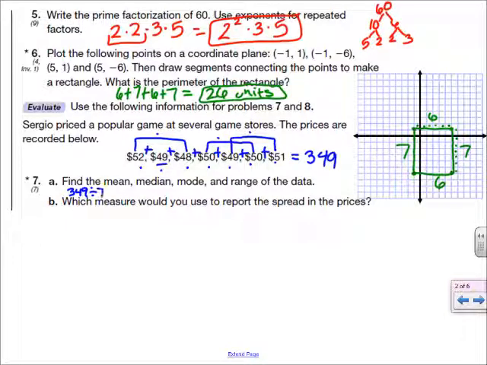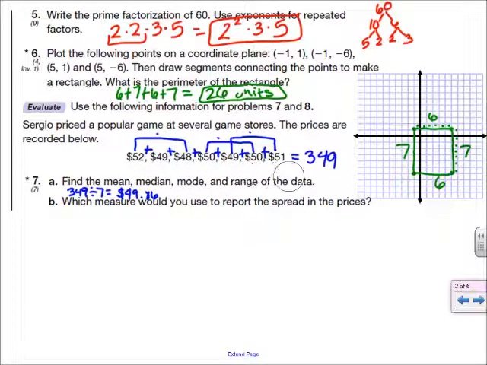So 349 divided by 7. Not a pretty number, so I would let you use a calculator on this one. 349 divided by 7, we would round to be $49.86. It's 49.8571 in the calculator. The 7 rounds the 5 up to a 6. So that's the mean. The median, we put the numbers in order and then find the middle number.